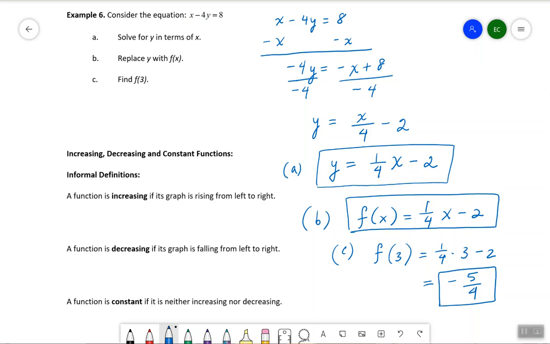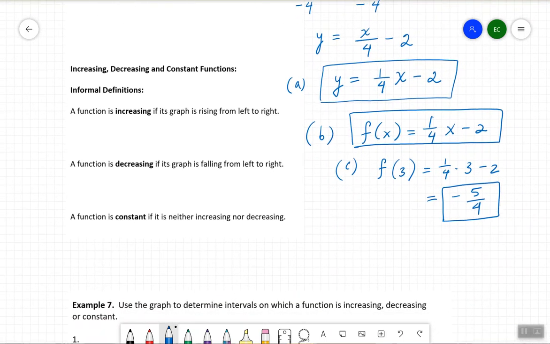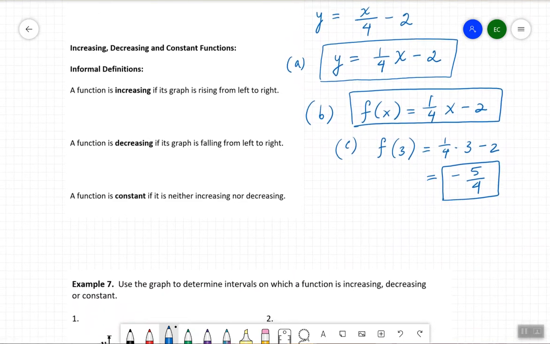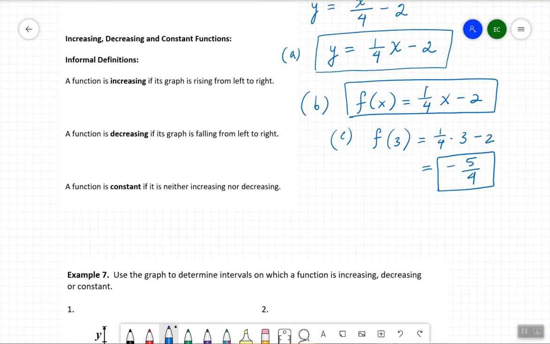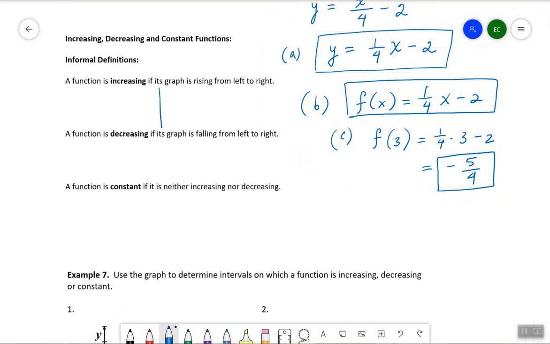The last thing that I want to talk about here in the section is increasing, decreasing, and constant functions. Let's get an informal definition. An increasing function is one that's rising from left to right. And so I could give you a little example here. Nothing fancy. From left to right, we're going up.